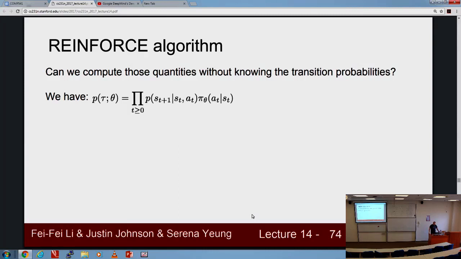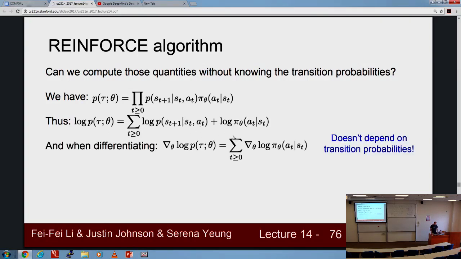The whole idea is, I don't know the transition probabilities because I don't have the model. All I have is pi, my policy. I know the probabilities of that. This is the probability of a particular trajectory, which is the probability of each state transition and the probability of me taking that particular action, for all time. I know what this is, but I don't know what this is. When we take the log of this whole thing, we can write it as a sum of two logs. And when I differentiate, the gradient of log p is equal to this thing.